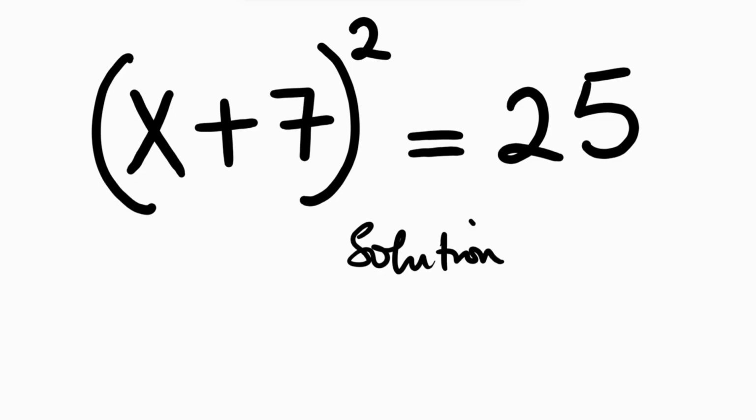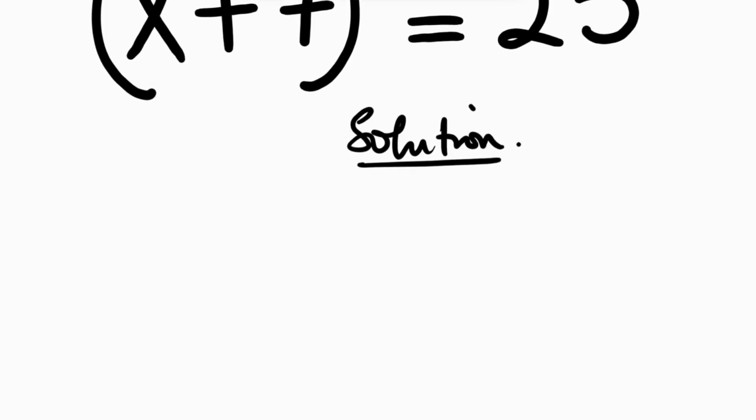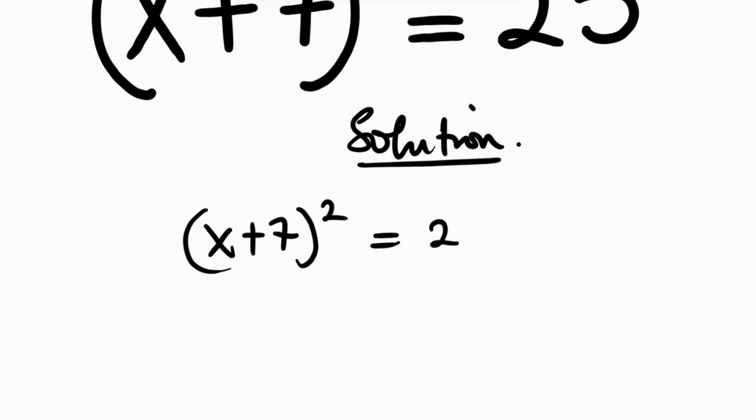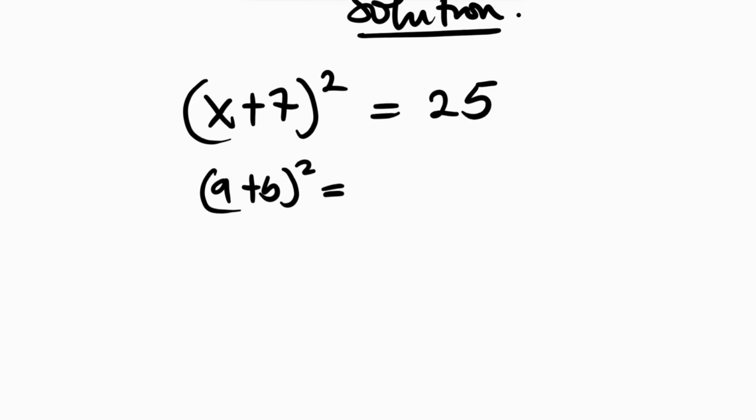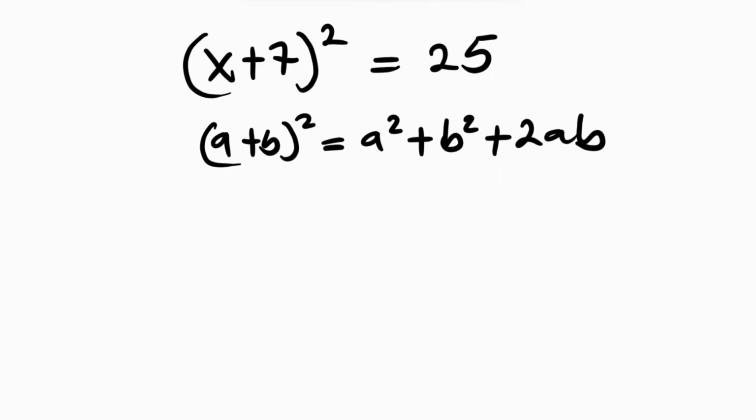Solution. So we have (x + 7)² = 25. Now let us represent this as (a + b)², which is the same as a² + b² + 2ab. All right. So in this case, our a is equal to x and our b is equal to 7.